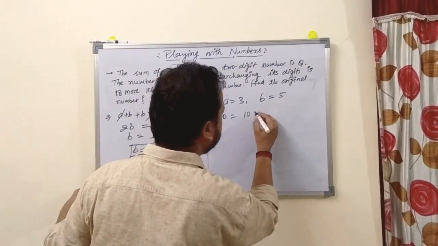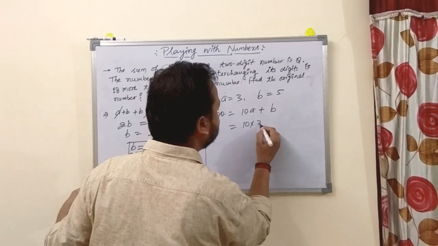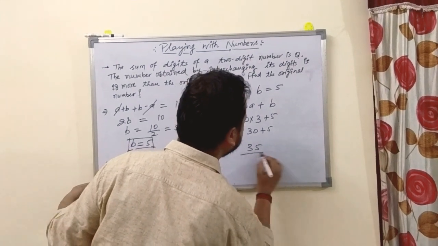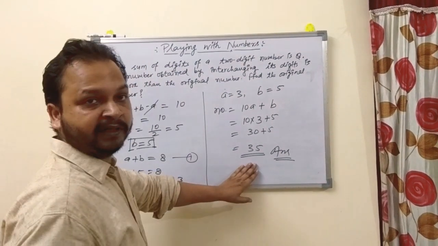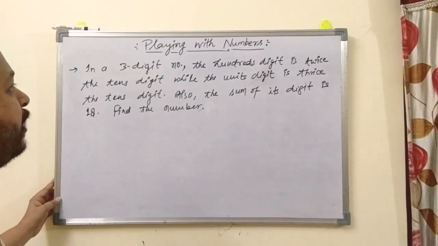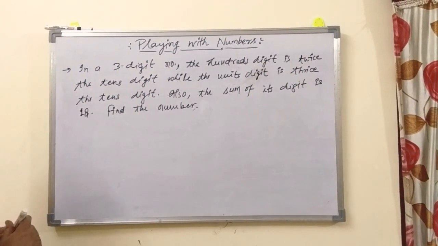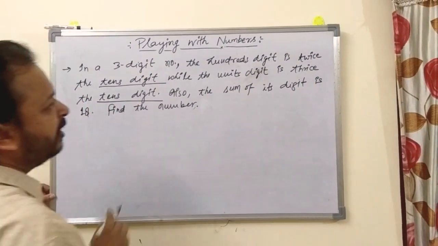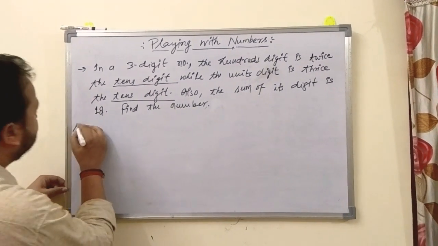The original number was 10A plus B. So 10 multiplied by 3 plus 5, that is 30 plus 5 equals 35, right? That is the original number. Come to the next question. So the question reads as, in a 3-digit number, the hundreds digit is twice the tens digit, while the unit digit is thrice the tens digit, also the sum of the digits is 18. So find the number, right?